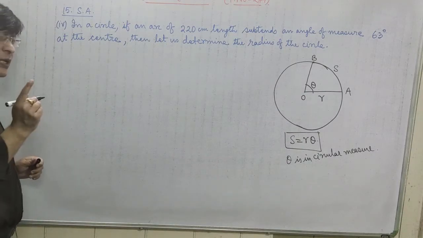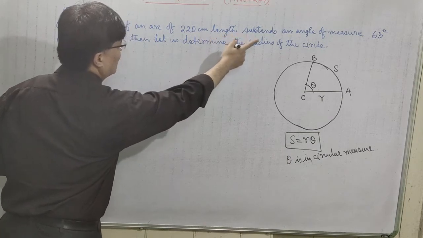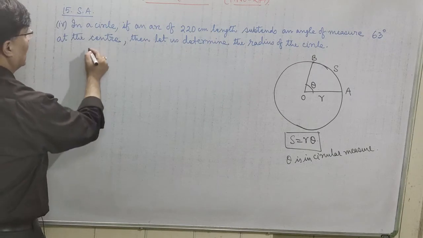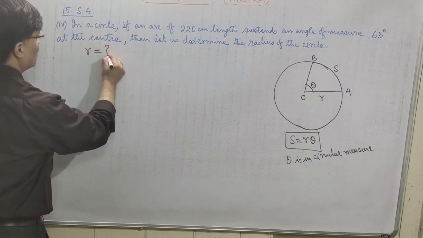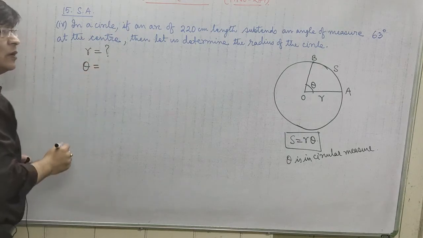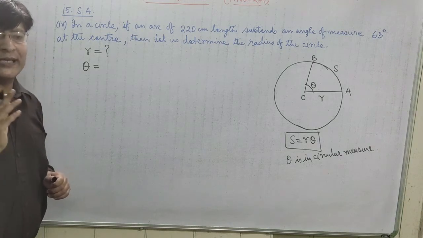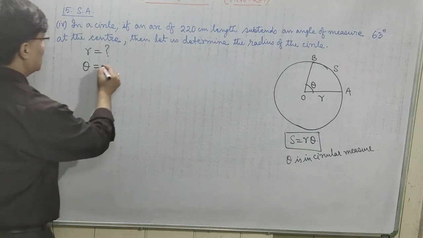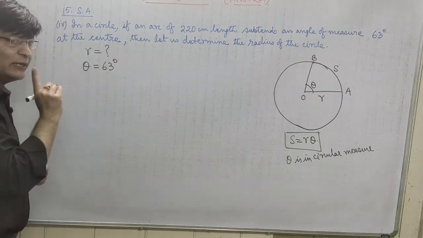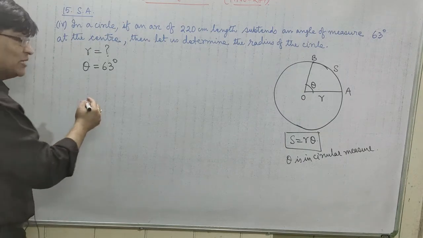Okay. So now, if an arc of 220 centimeter length subtends an angle of measure 63 degree at the center, you have to find out the radius of the circle. That means R is equal to question mark, right? So what is the value of theta? What is the angle subtended by the length of the arc 220 centimeter at the center of the circle? It is 63 degree. But this 63 degrees should be converted into radians or in terms of circular measure.